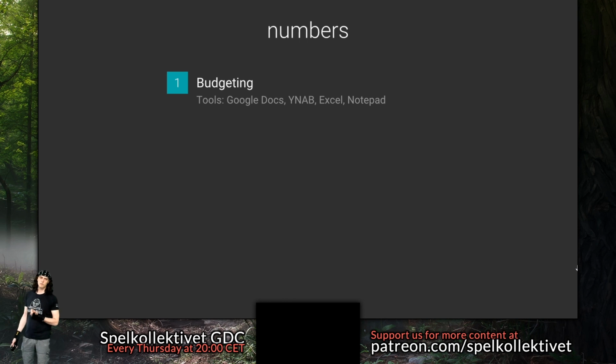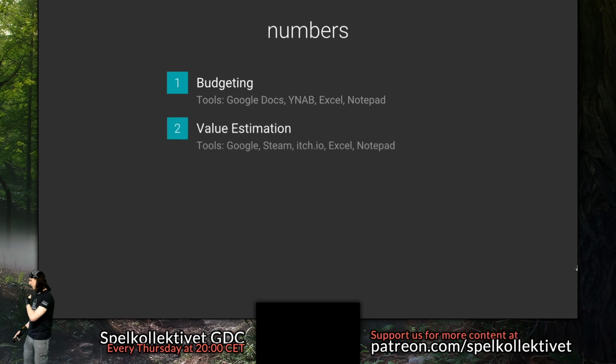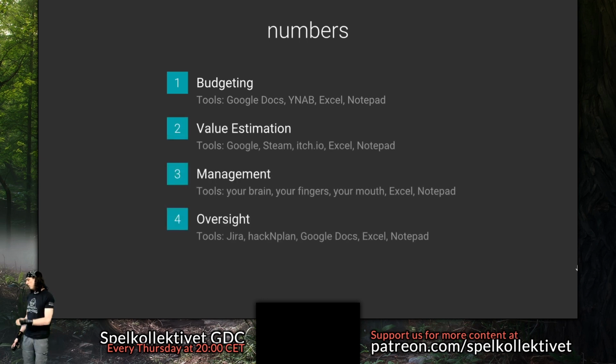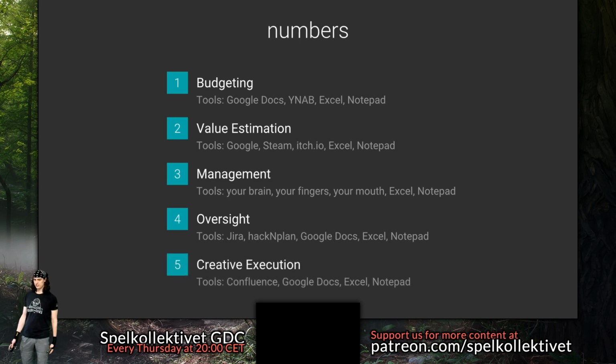So a lot of the time when you are planning your own project, you are actually going to have to come up with your own toolkit composed of smaller little tools. I like to use Google Docs a lot, but I also use Notepad most of the time. It's like the shovel and hammer of a producer: Excel and Notepad. You can pretty much use Excel and Notepad for everything, for value estimation, for management, for oversight, and also for the creative execution part.